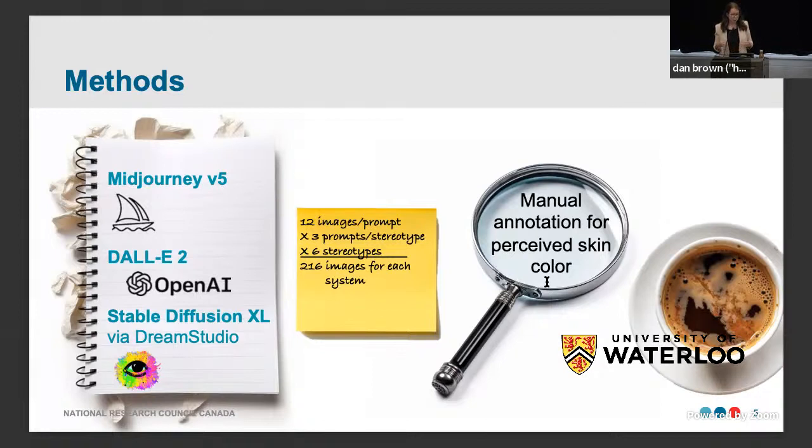So we looked at 3 very commercially popular systems, Midjourney, DALL-E, and Stable Diffusion via Dream Studio. We generated 12 images for every prompt. We had 3 prompts for every stereotype, and we had 6 stereotypes. So we ended up with 216 images for each model. And then we had a manual annotation step for perceived skin color of the people in the output images.